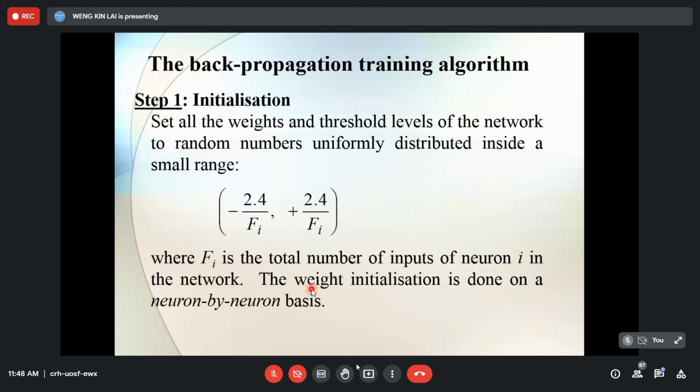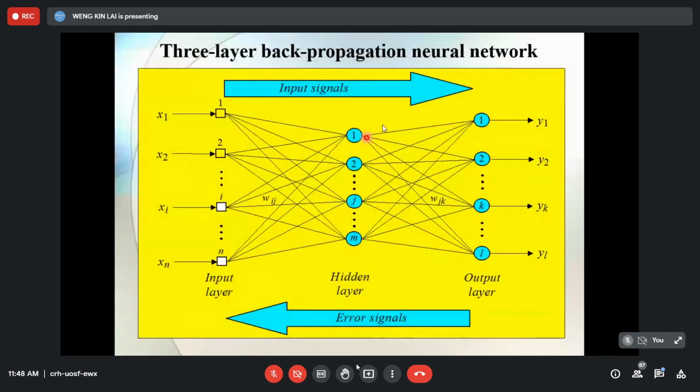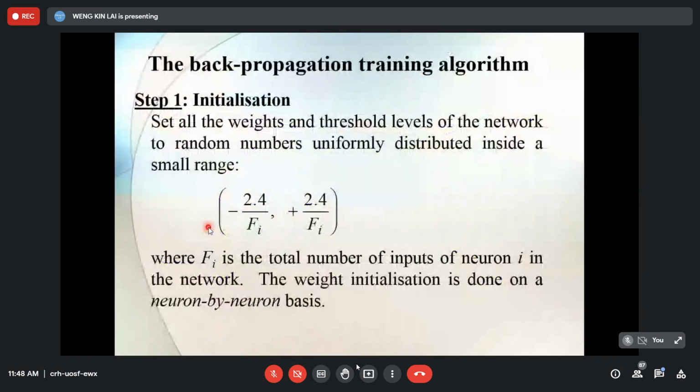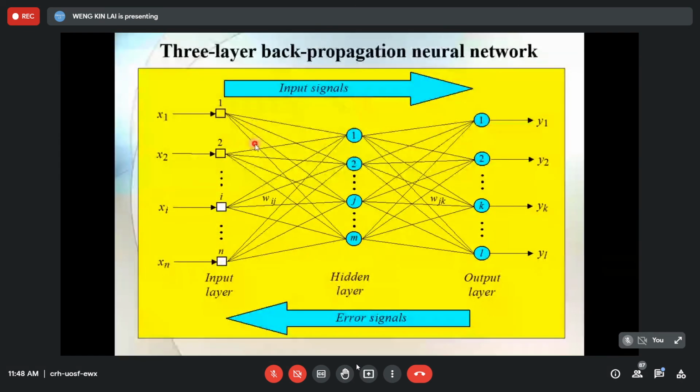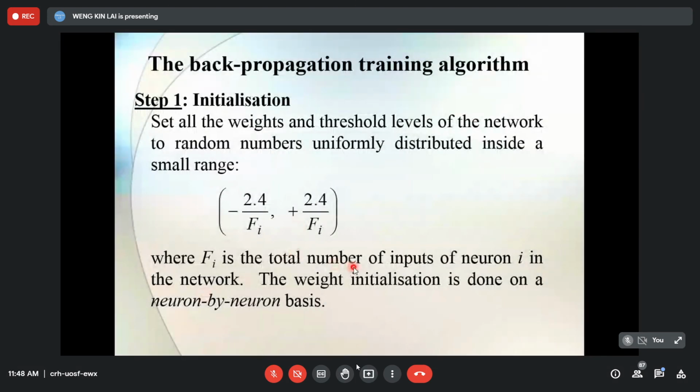What is the total number, at least for the layer over here? What is the number of inputs you have? It should be the same for all of them, because your inputs will be connected to all the neurons in this layer. Of course, this is based on n number of inputs. So this will be n.